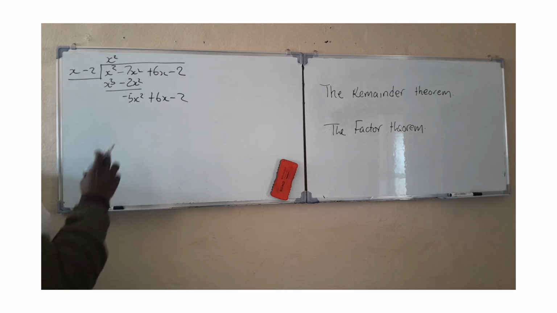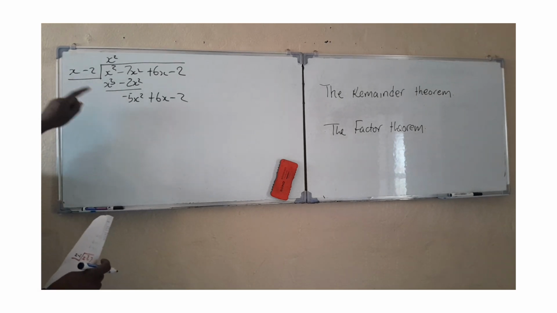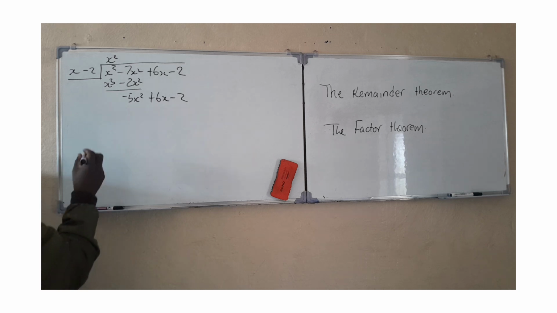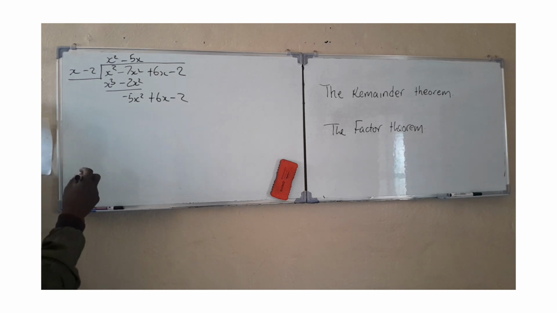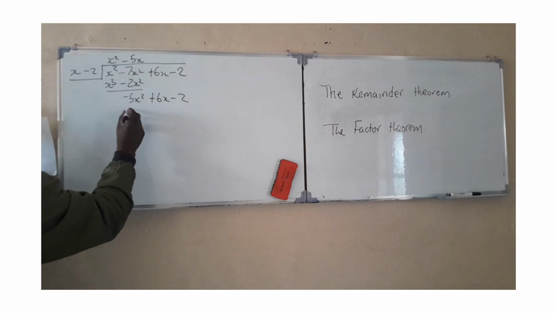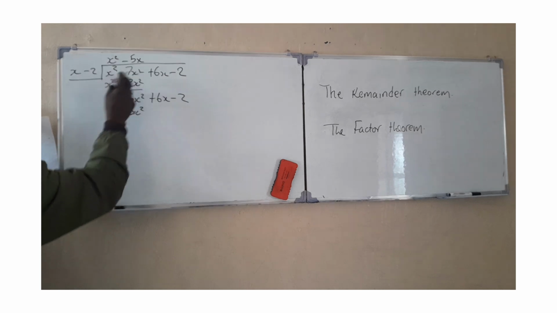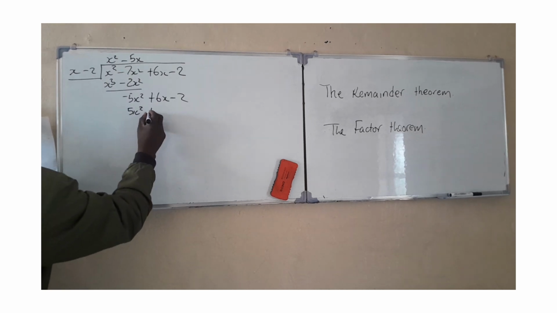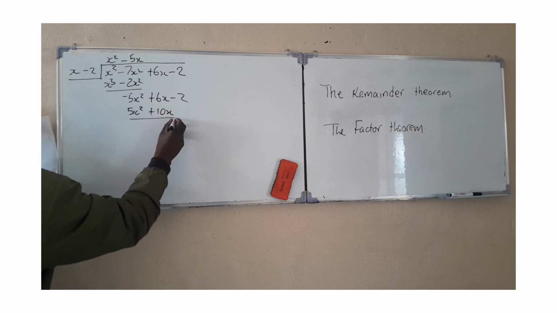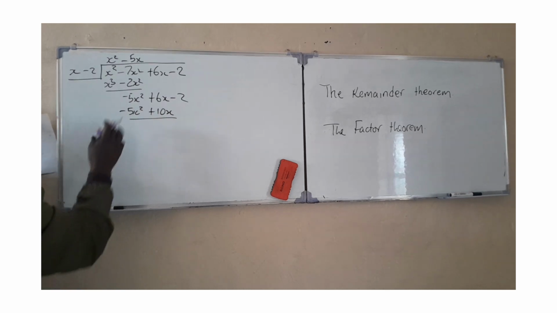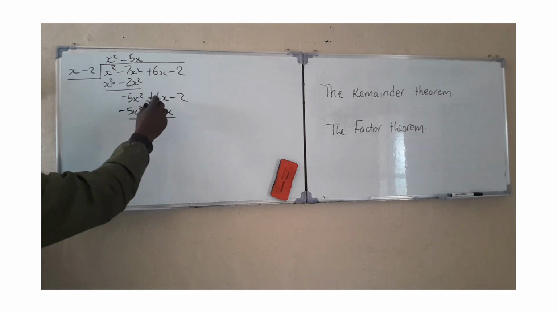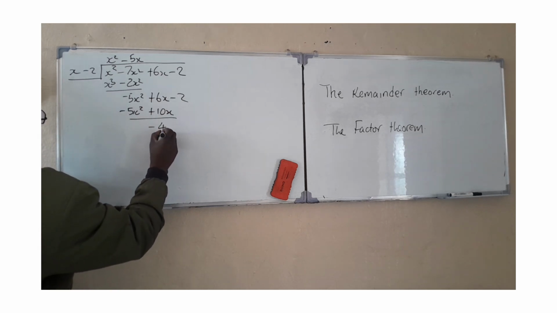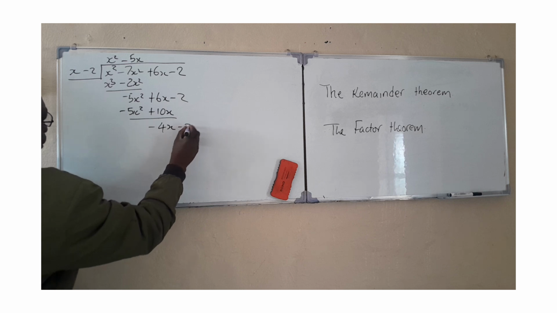Again, we look at our minus 5x squared. How many times does x go into minus 5x squared? It goes minus 5x times. Then we multiply. x times minus 5x is minus 5x squared. Minus 5x times minus 2 is plus 10x. Then we subtract. Minus 5x squared minus minus 5x squared is nothing. Then 6x minus 10x is minus 4x. Then we bring down our 2.